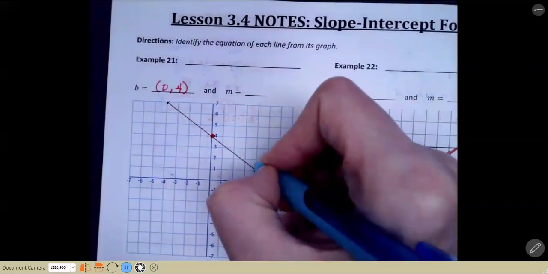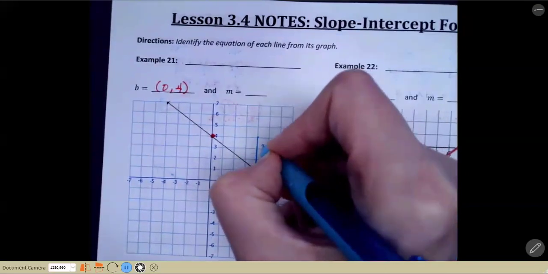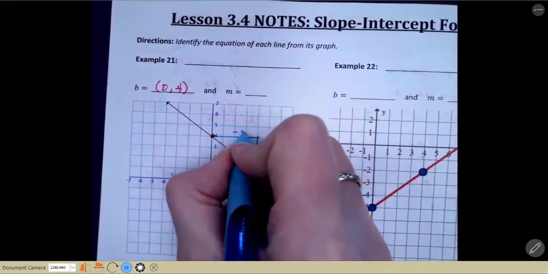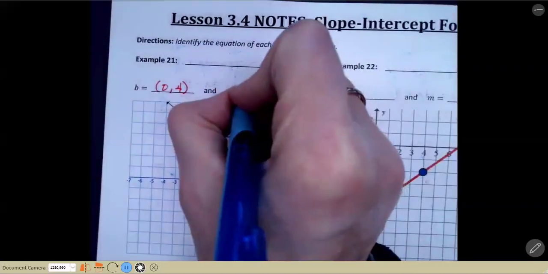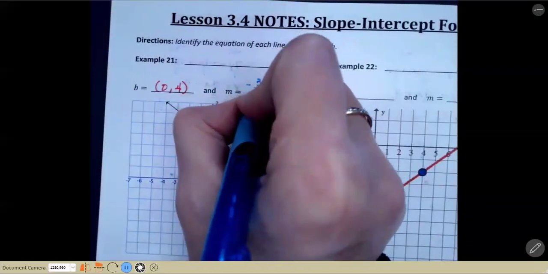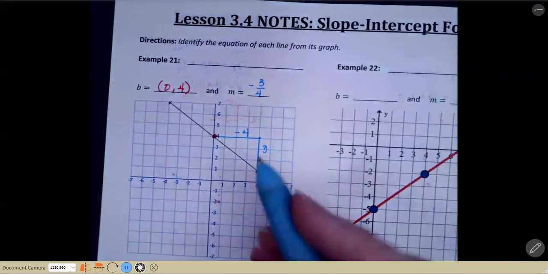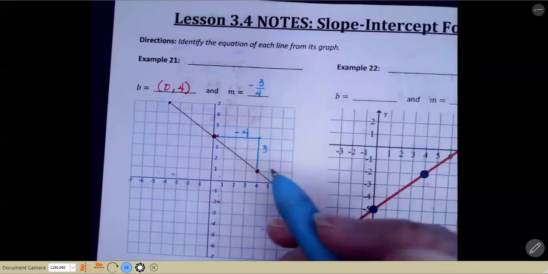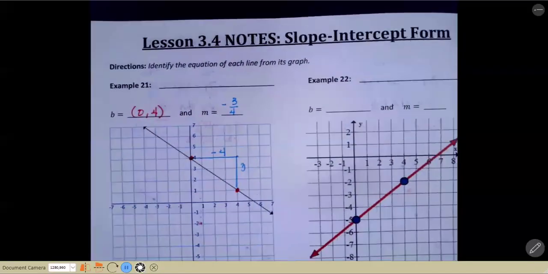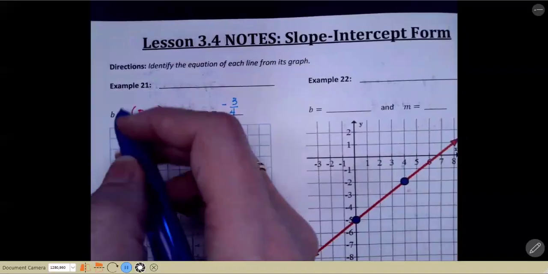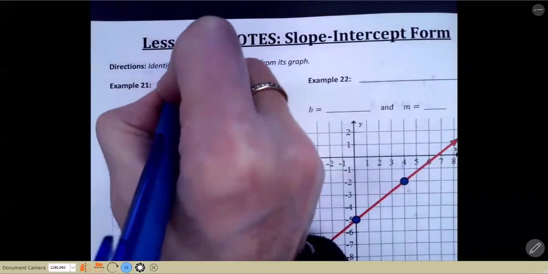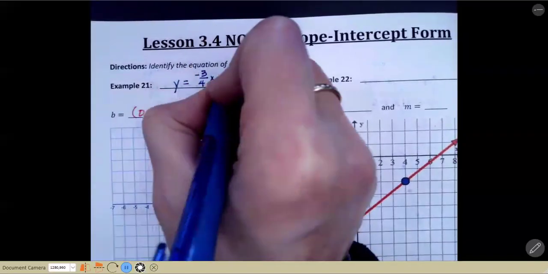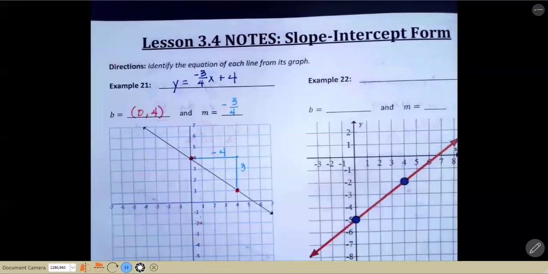So I'm going to go down 3 and run 4 in the positive direction. So we have a negative 3/4 as the slope. Okay, it doesn't matter where your negative goes, by the way. It could go with the 3, with the 4, or right in the middle of your fraction bar. So now that we have our slope and our y-intercept, we can write our equation. y equals negative 3/4 x plus 4.